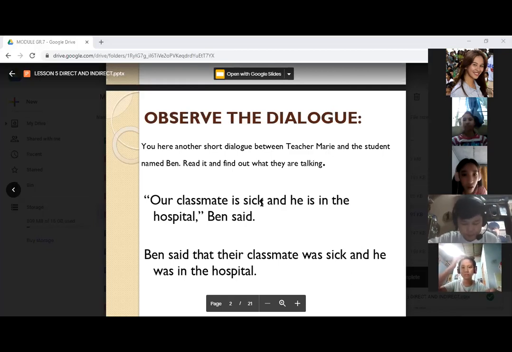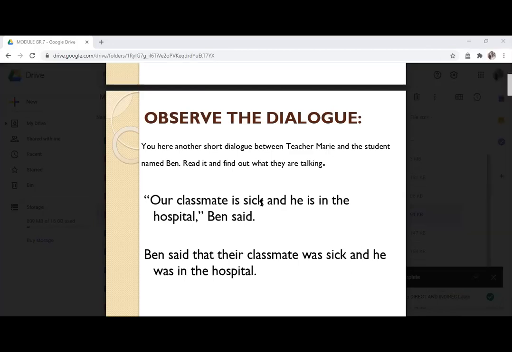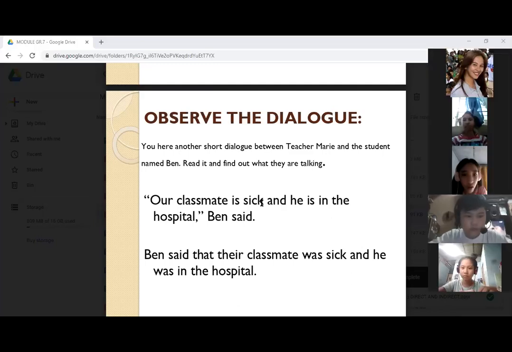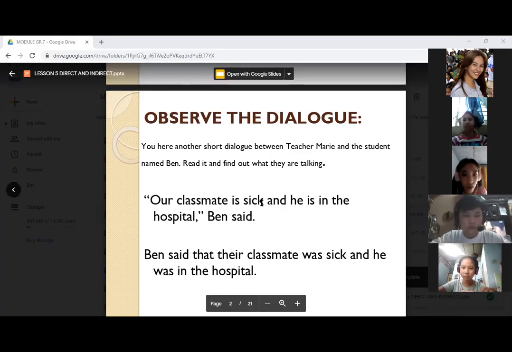Now, how did you come up with that conclusion? Can you please help Denzel? What do you think is the reason why he came up with this kind of observation? Ano yung nakatulong? What punctuation mark can you see? You have two punctuation marks in the first dialogue that are not present on the second dialogue. What are those? Yes, Shanoa.